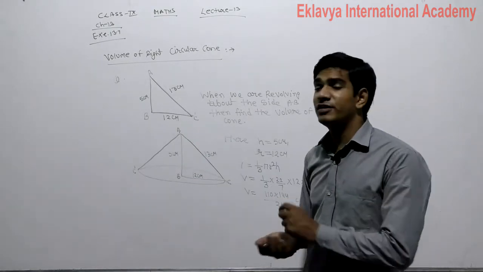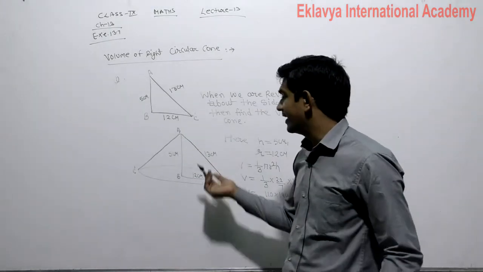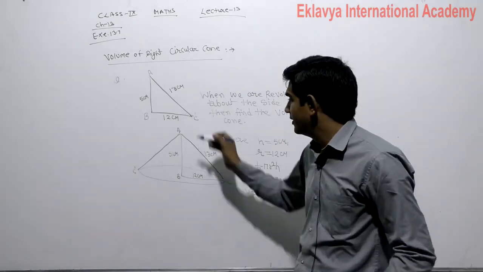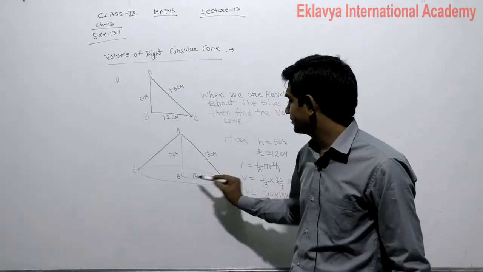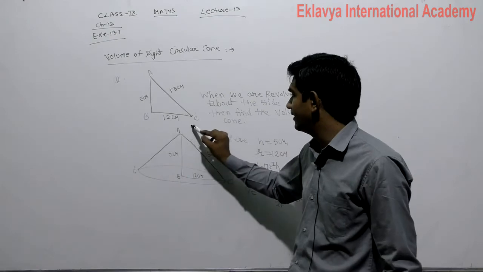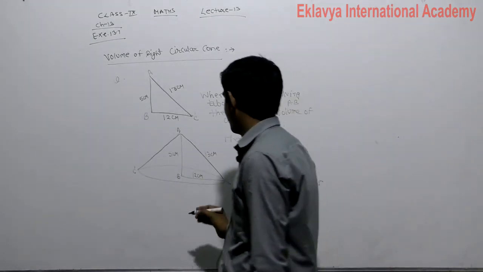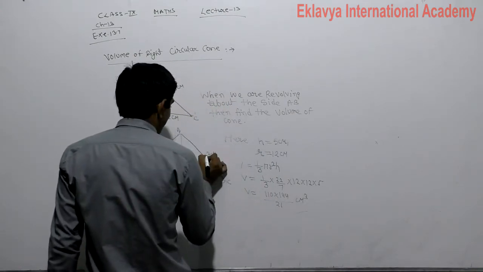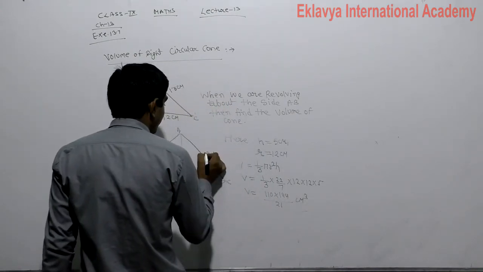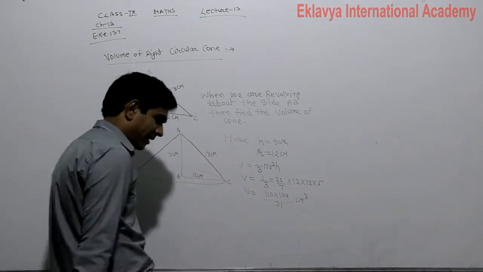What is the value of BC? 12 centimeter. So in the diagram, what changes will come? Here will come A, B and C. That becomes 5, 12, and the slant height remains as it is. Slant height आपकी as it is form होगी नहीं होगी? Slant height becomes as it is.